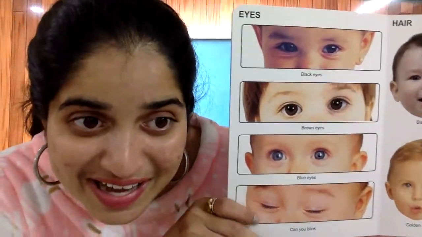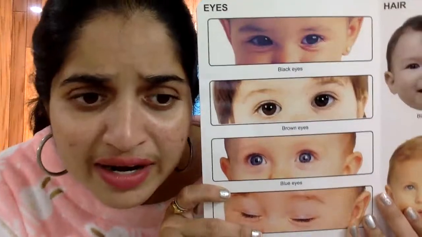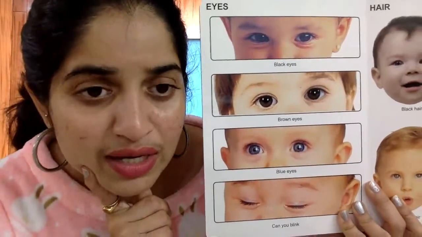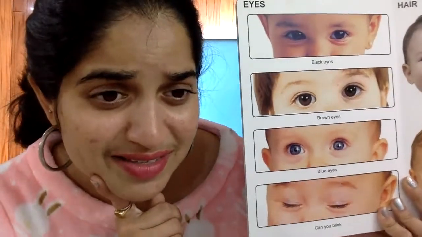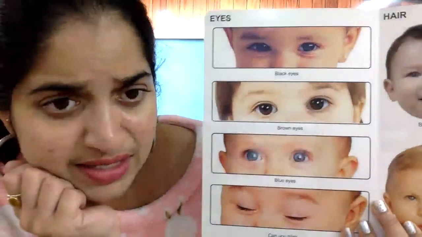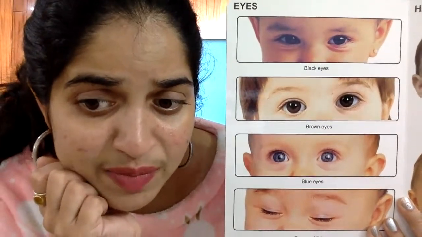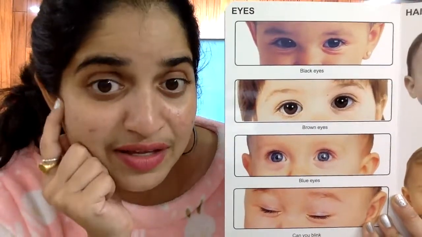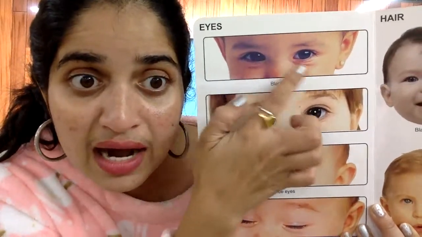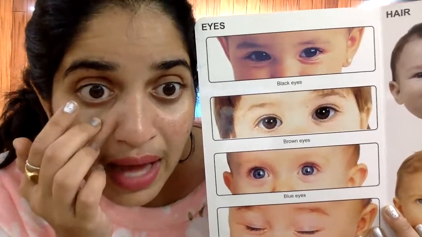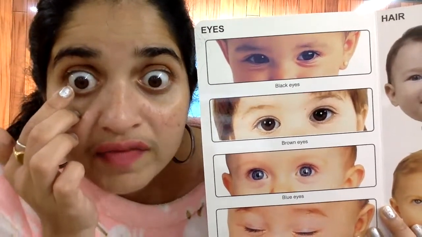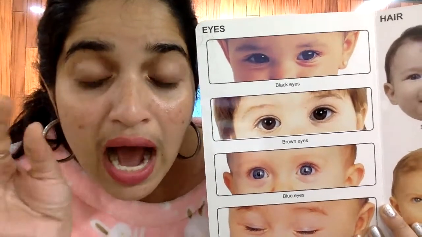Eyes? Yes, eyes. So children, can anybody look at these eyes and tell me, is there any difference between these eyes and these eyes? Can you notice and tell me what is the difference? Yes, we have a difference. Can you see? These are black eyes. Black in the sense this eyeball, the color of this eyeball. We call it eyeball.